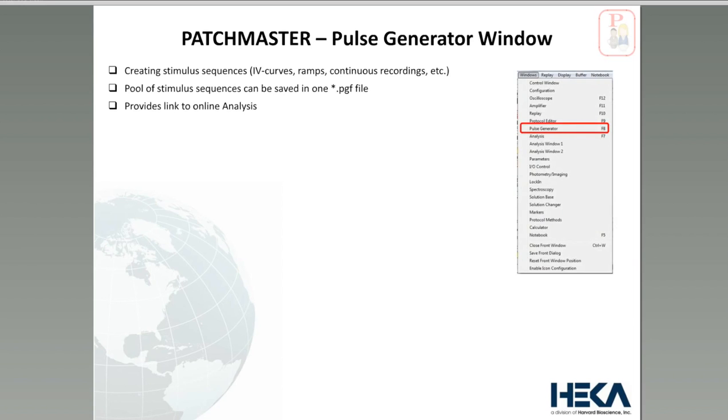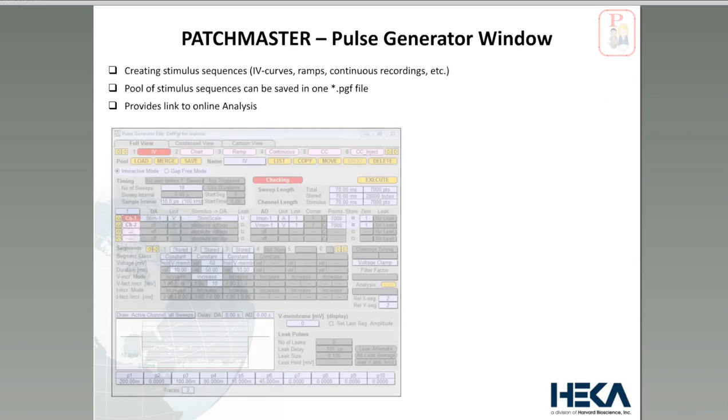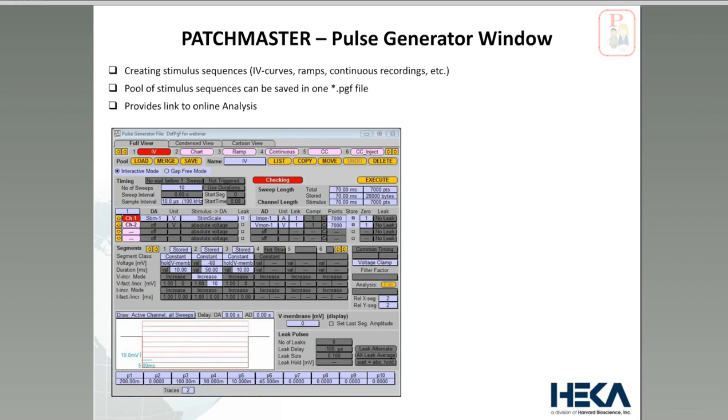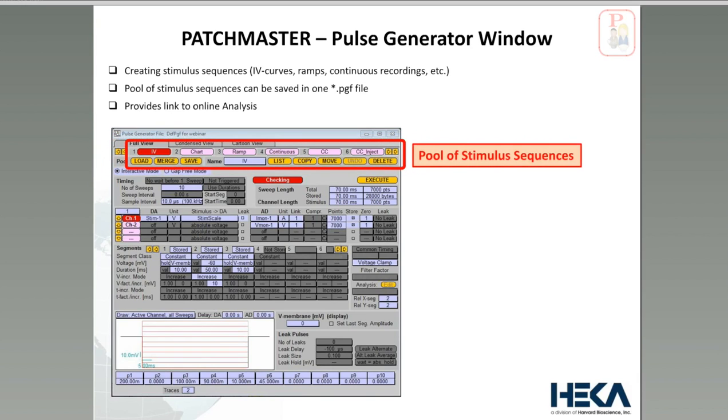Again, you open it with F8, or you can select it in the Windows menu. And this is how the pulse generator window would look under full view. The other two views I don't discuss now, just reduced views basically. The full view is really what you want anyway. Okay, and we have a couple of different areas here, different buttons. And each area here is briefly explained.